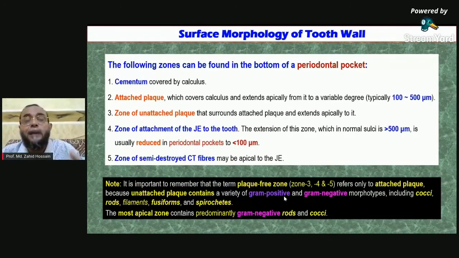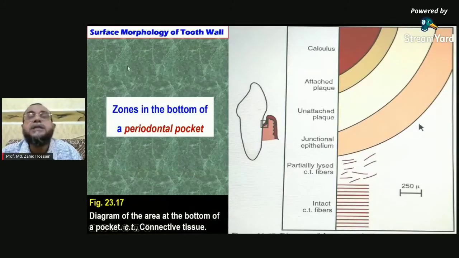Mainly in the pocket you will find gram-positive anaerobic rods, but gram-negative also. In the deeper layer you will find gram-negative anaerobic rods and also some cocci, but mostly gram-negative anaerobic rods. You see the different zones are showing.